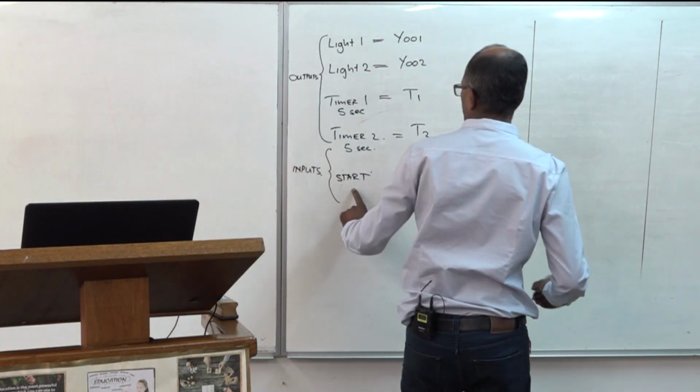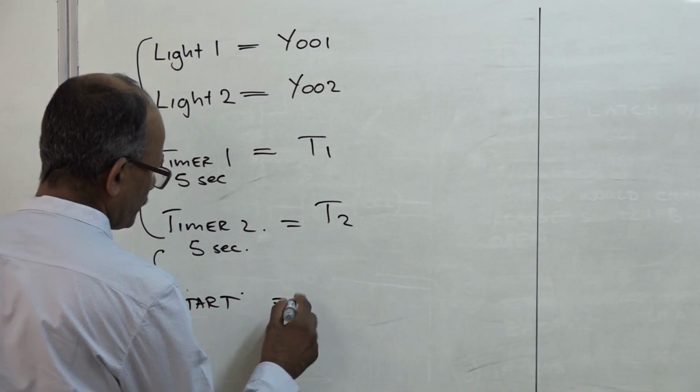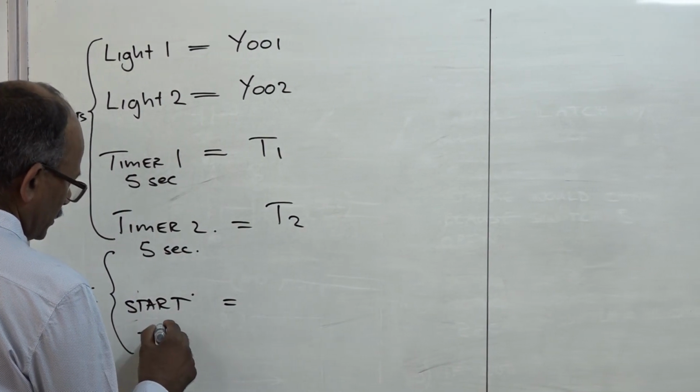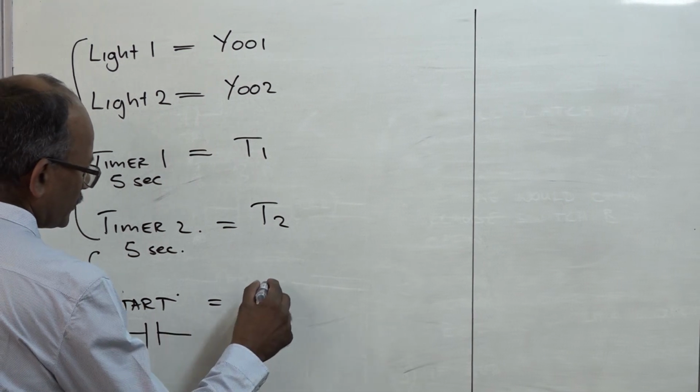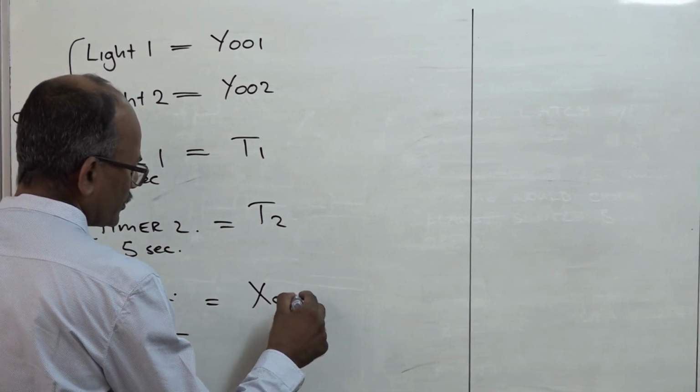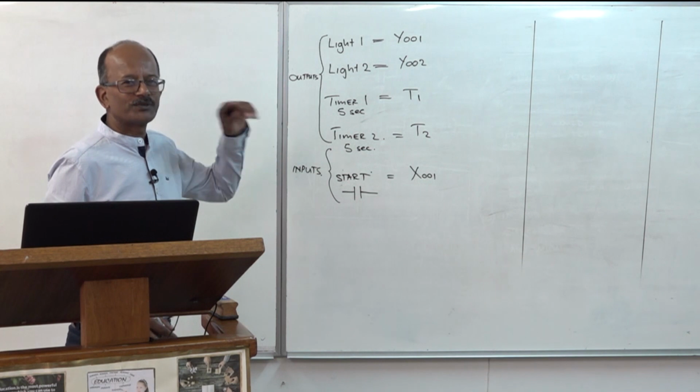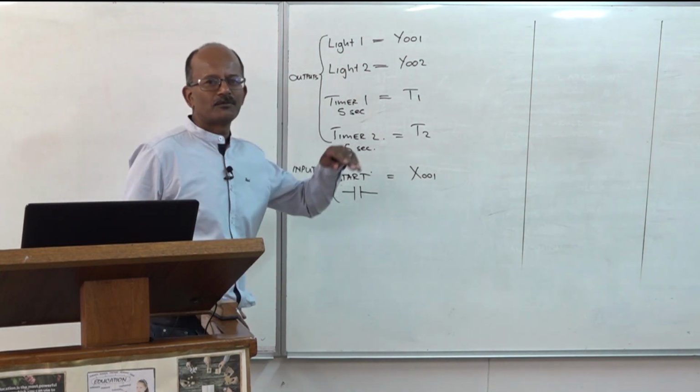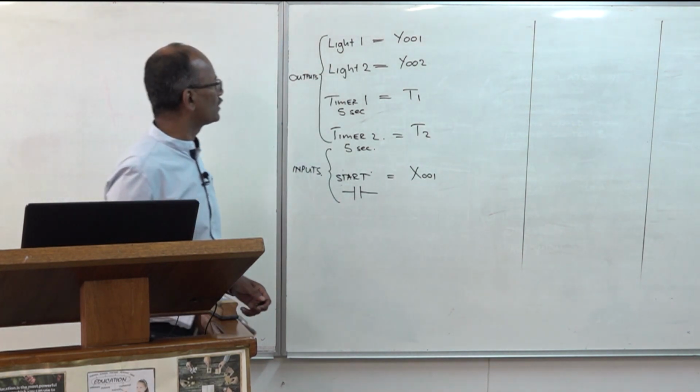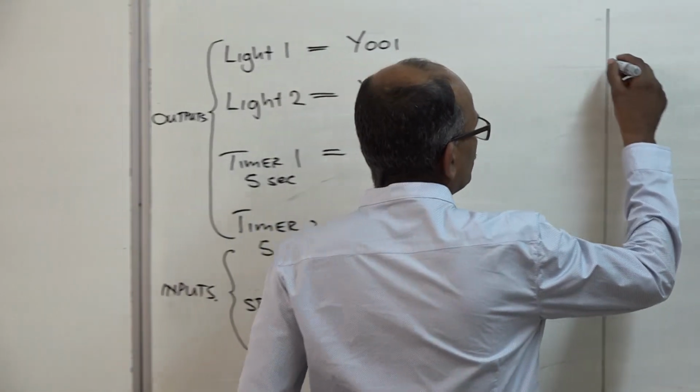Okay, so for my start button, remember it's an input. It is normally open, and I'm going to use X's. So X001. Remember, for all my inputs, we said we're going to use the notation X. For all the outputs, we're going to use the notation Y. So I'm going to draw my start button.